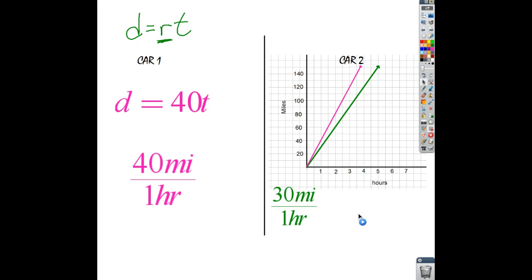So if I were to take the green line and try to write an equation for that, what would I get? Well, we already talked about that it's distance equal to rate times time, so hopefully you came up with something like distance is equal to 30 times t, okay? And now I have all of my information for each of the cars expressed in different ways, right? I have an equation for both of them, I know the unit rate or the speed at which they're traveling for each of them, and I have them both on a graph, okay?